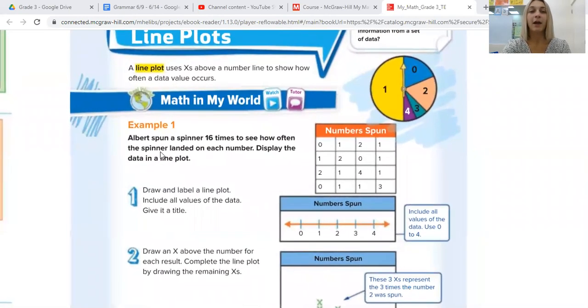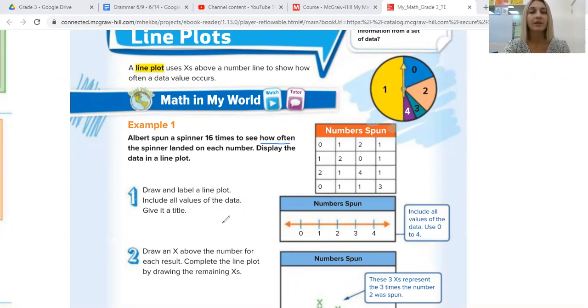For example 1, Albert spun a spinner, here's a spinner, 16 times to see how often the spinner landed on each number. Display the data in a line plot. So oftentimes with a line plot, we're going to be talking about how often something happens, because they're going to do the same thing multiple times and get different answers. So he spun this 16 times, and he wrote down the numbers he spun each time. So first time he got a 0, then 1, 2, 1, 1, 2, 0, 1, and so on.